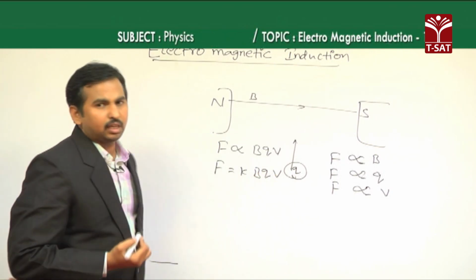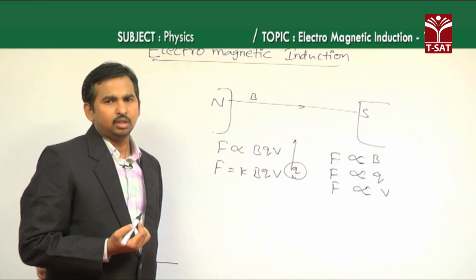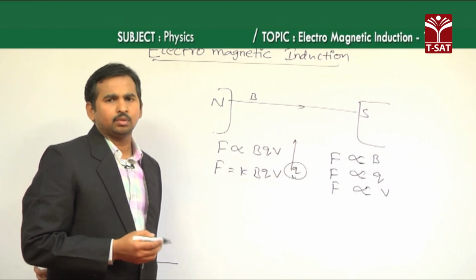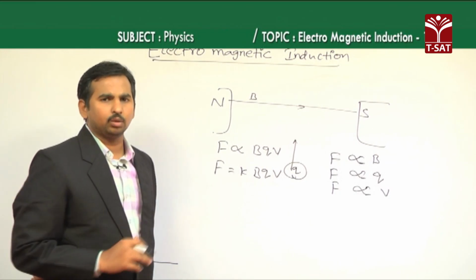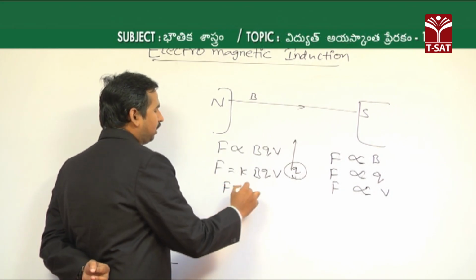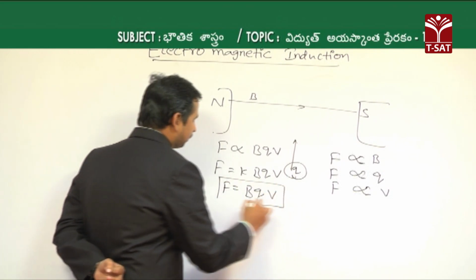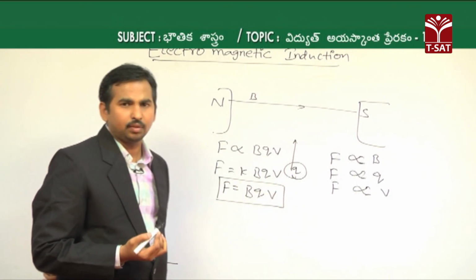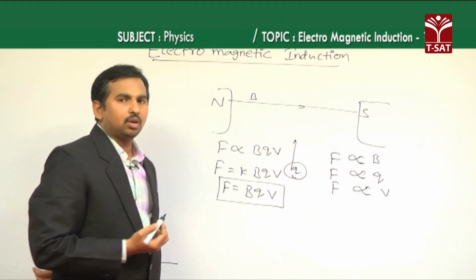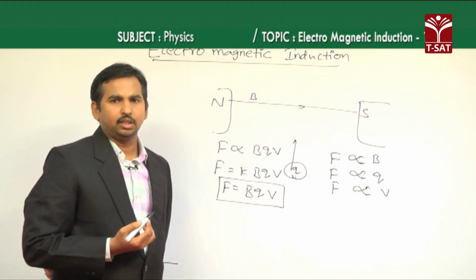This is the case where the charge is coming perpendicular to the magnetic field, perpendicular to the plane of the magnetic field. Then if you take that constant as 1, finally we get the formula F is equal to BQV. This is the force acting on any moving charge once it enters into the magnetic field.